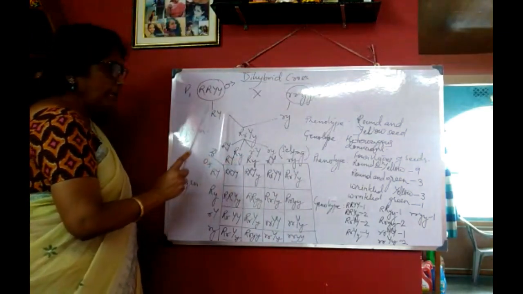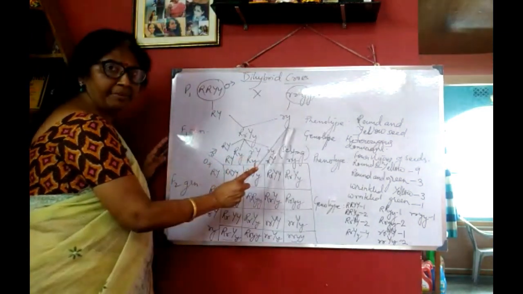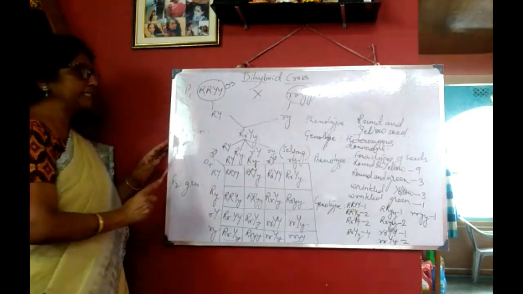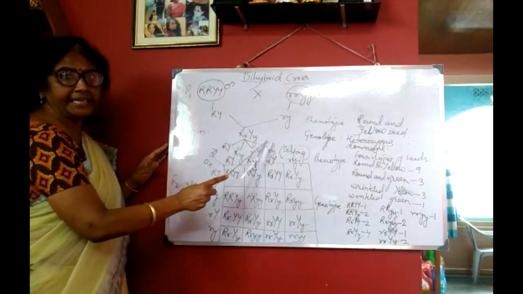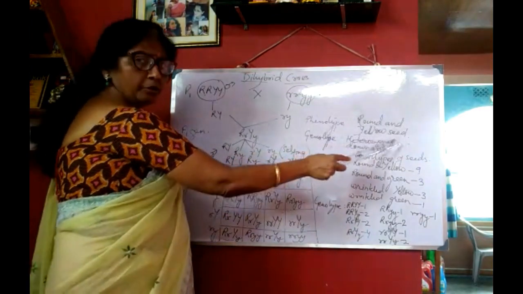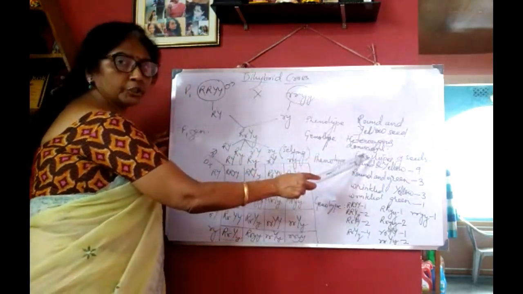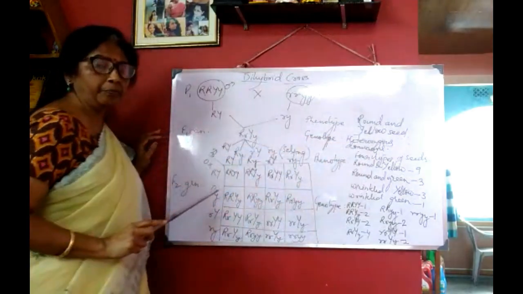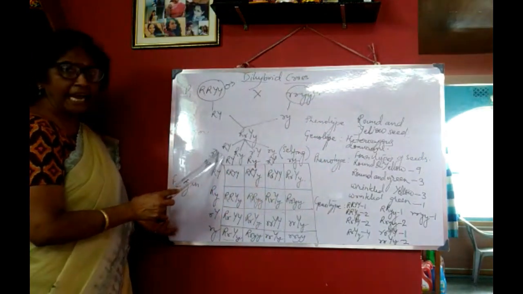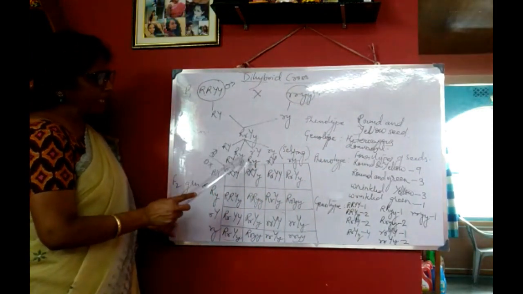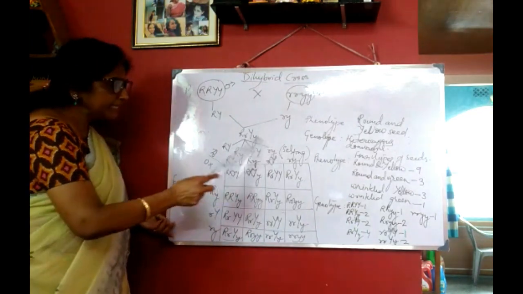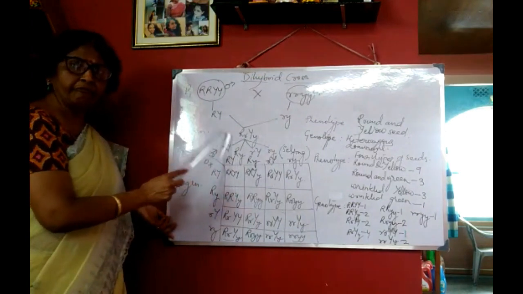After fusion of the male gamete and female gamete, the offspring obtained in the F1 generation, that is the F1 hybrid, is round and yellow seeded. That means the phenotype is round and yellow seed, and the genotype is heterozygous dominant for both round and yellow. So this is the F1 hybrid. Then the F1 hybrid produces these types of gametes: capital R capital Y, capital R small y, small r capital Y, and small r small y. These are the types of gametes produced by the F1 hybrid.